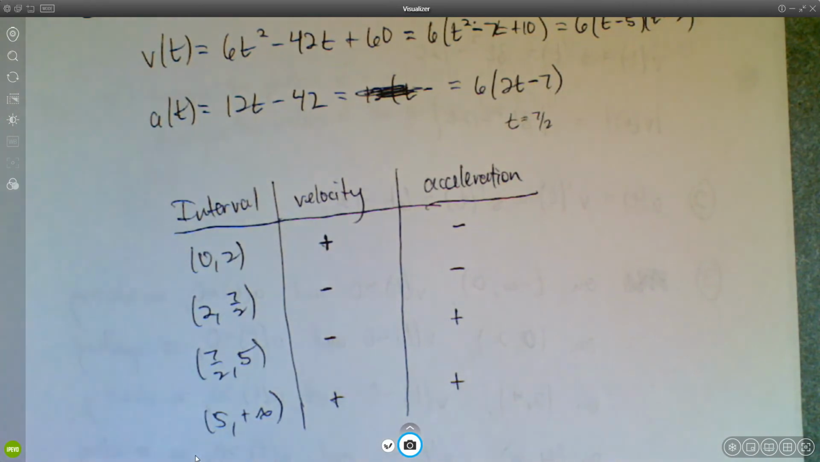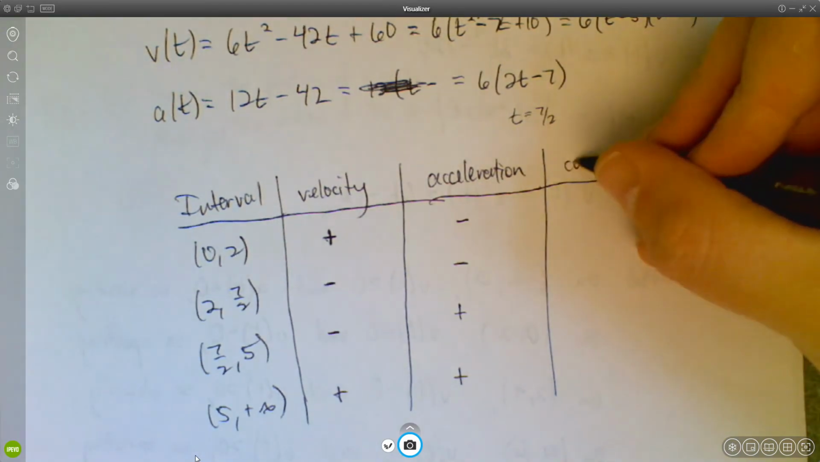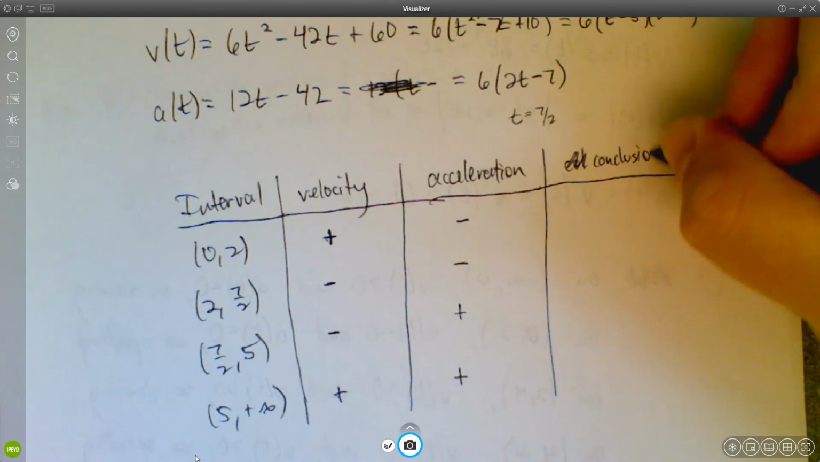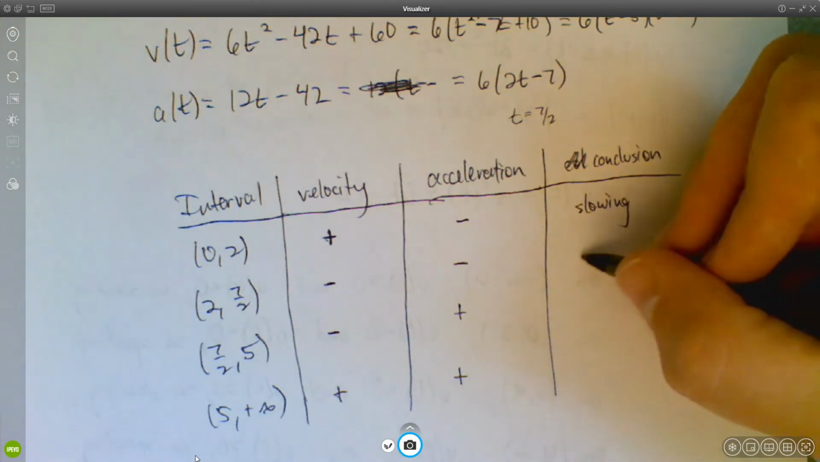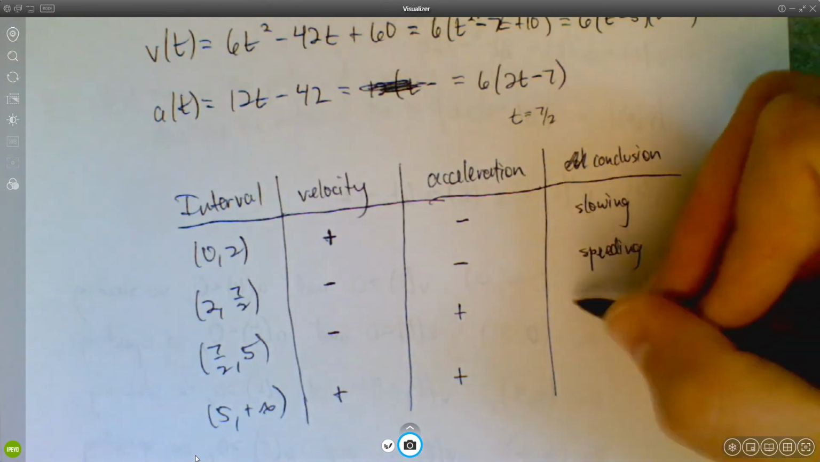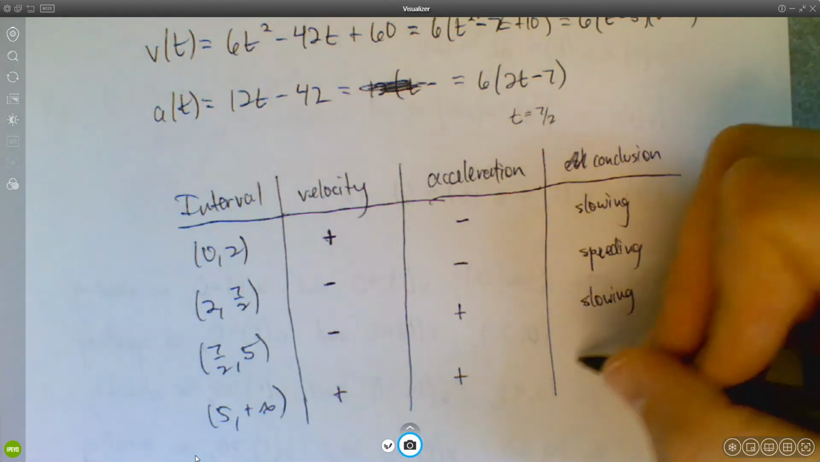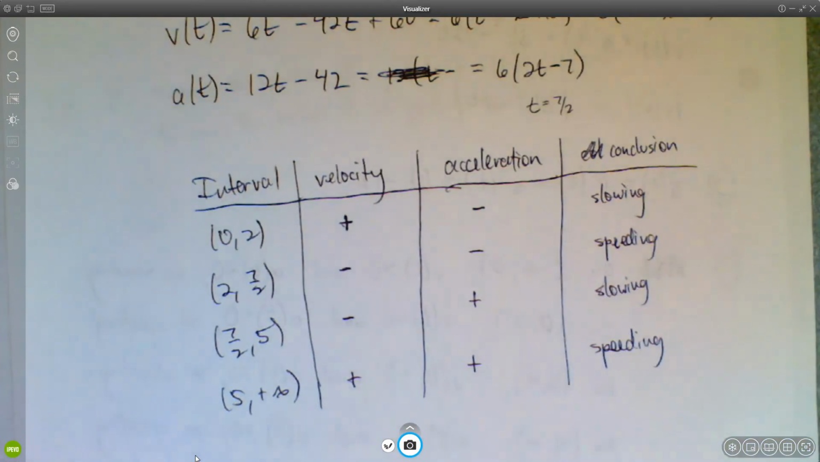So what does that tell us? That tells us that here we're slowing down. Here we're speeding up. Slowing down. And then speeding up.